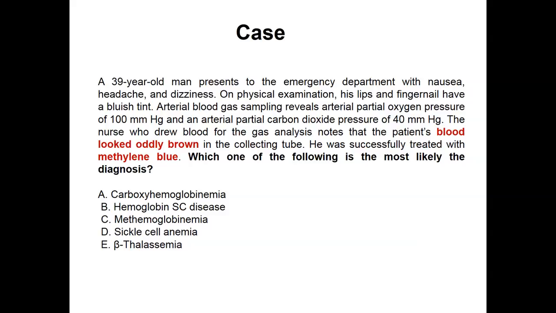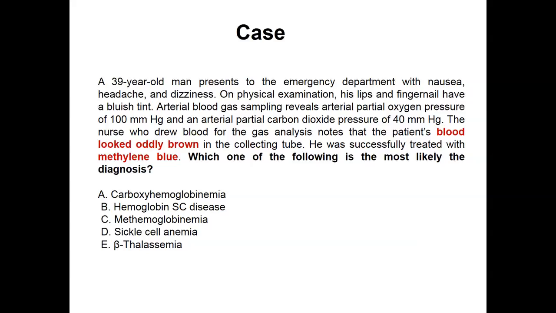So, first case: a 39-year-old man presents to the emergency department with nausea, headache, and dizziness. On physical examination, his lips and fingernails have a bluish tint. The arterial blood sampling revealed that the arterial partial pressure of oxygen is about 100 millimeters of mercury, and the arterial partial carbon dioxide pressure is around normal millimeters of mercury.